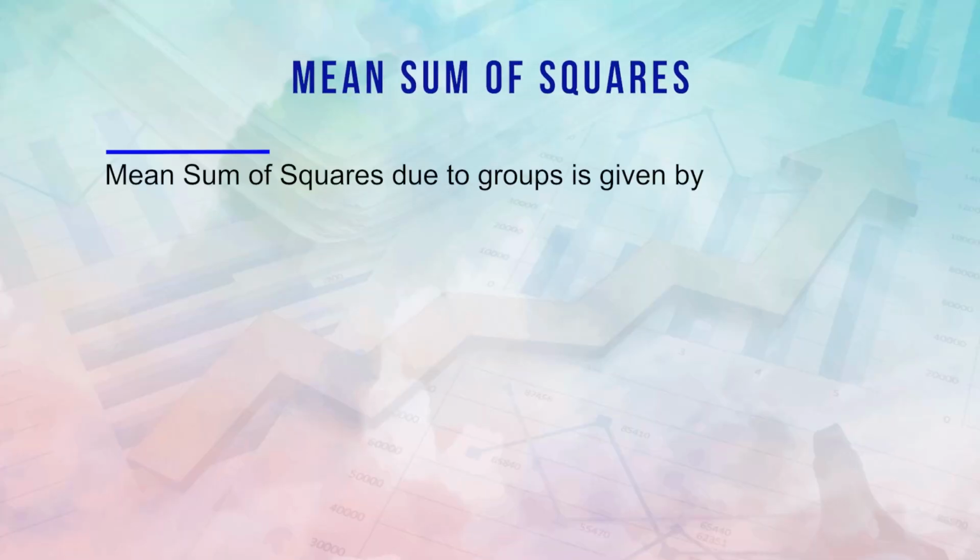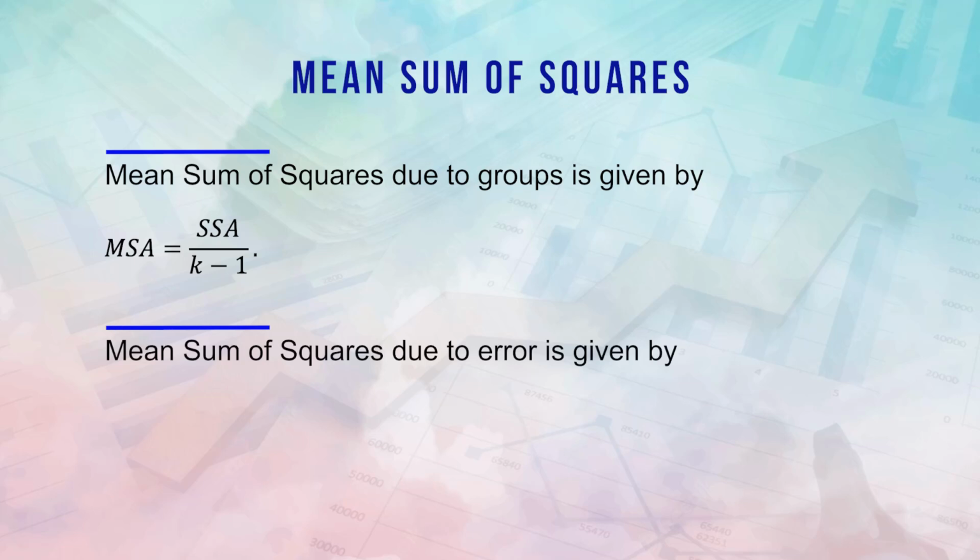So we have got the sums of squares, and we have got the degrees of freedom. Next, we will consider something called the mean sum of squares. The mean sum of squares due to groups is MSA, which is equal to SSA by k minus 1. How do we get a mean sum of squares? By dividing the sum of squares by its corresponding degrees of freedom. Similarly, the mean sum of squares due to error is MSE, that is SSE by n minus k, the sum of squares due to error divided by its degrees of freedom.